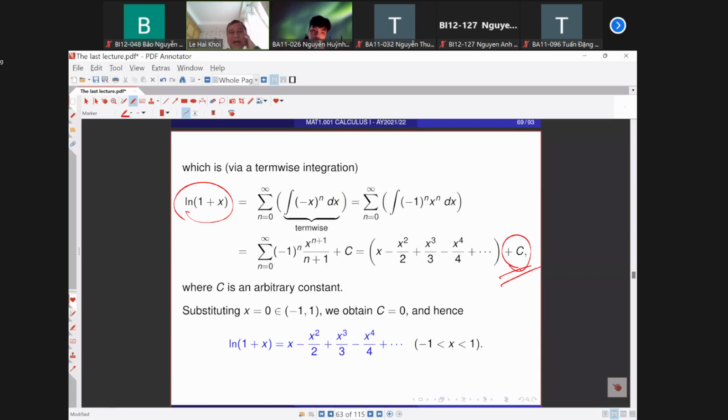So you have to find c by looking at some particular x. For example, I take x equal to 0. With x equal to 0, the left-hand side is 0. The right-hand side, everywhere x is 0, so also 0. Then c must be 0 to have that the logarithm is this sum plus c. And the final step is the answer.